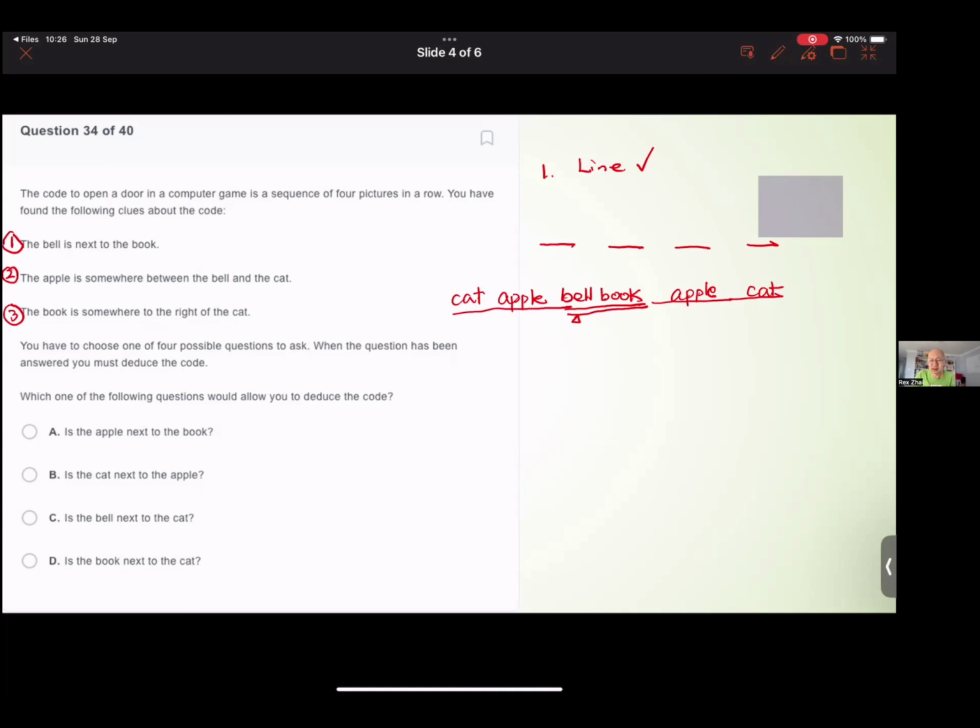Right? Because now I'm using a single line. The single line means they're just next to each other, but there might be another picture in the middle. We are not sure. That's why I use a single line. So I got these two possibilities. Leave these two possibilities and keep reading the third condition, which says the book is somewhere right of the cat. With the third information we know, since the book is somewhere on the right of the cat, this possibility does not exist. It conflicts with information number 3. Now what we get is it should be cat, apple, bell, and book.